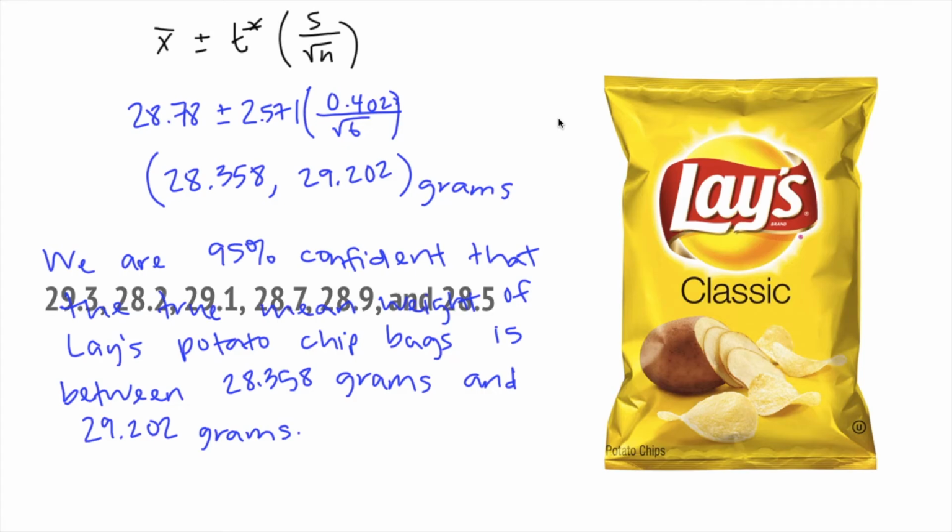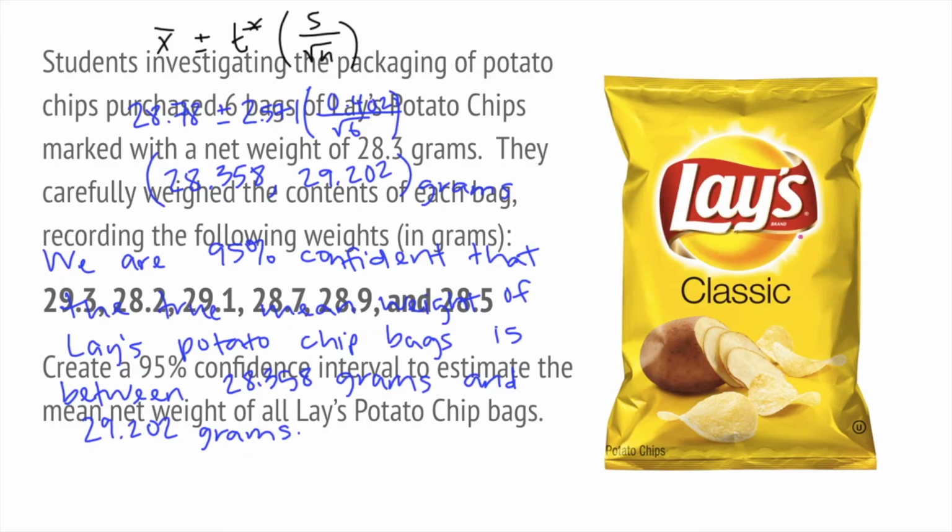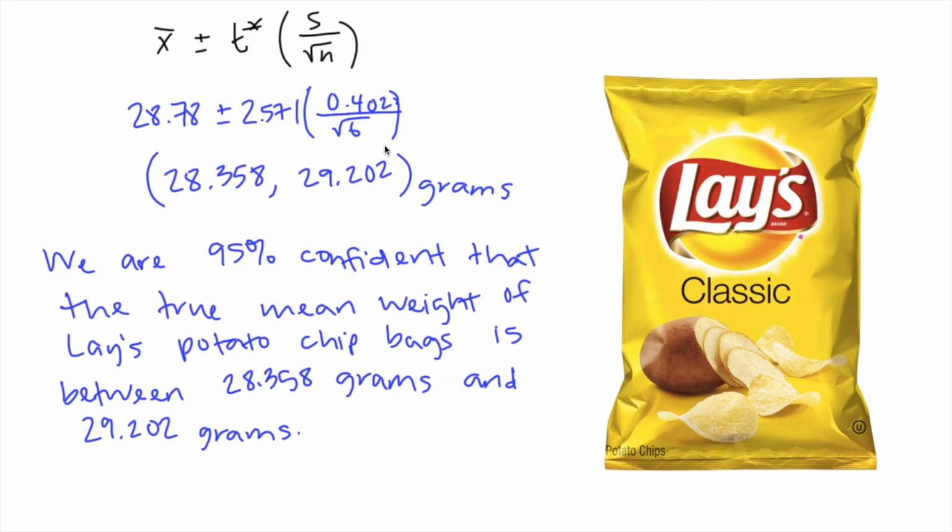If you remember the claim, what the chips were marked as was 28.3. So if we were asked the question, do we have evidence to say that the true mean is not 28.3, that it's different from what they said? Based on this interval, yeah, 28.3 is not in this interval, it's slightly below. So we actually have evidence based on this data that the true mean weight of potato chip bags is a little bit higher than what they say, because that entire interval is above 28.3. So according to our data, we are a little bit above, right?